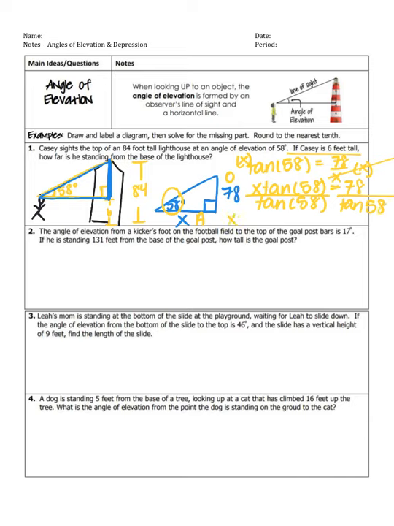And then we get X equals, let's see, 78 divided by tan 58 is 48.7 feet. And since we're doing word problems, you should always have a unit of measure now. Okay? All right. Let's try number 3. Skip to number 3.